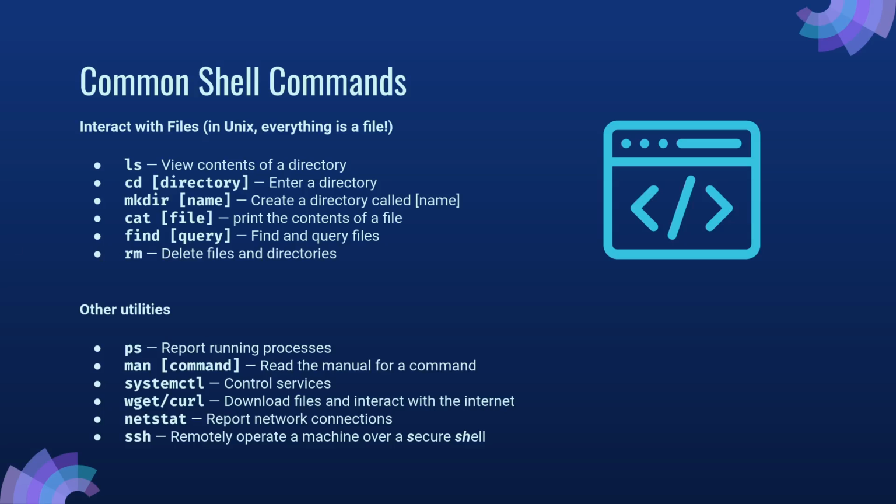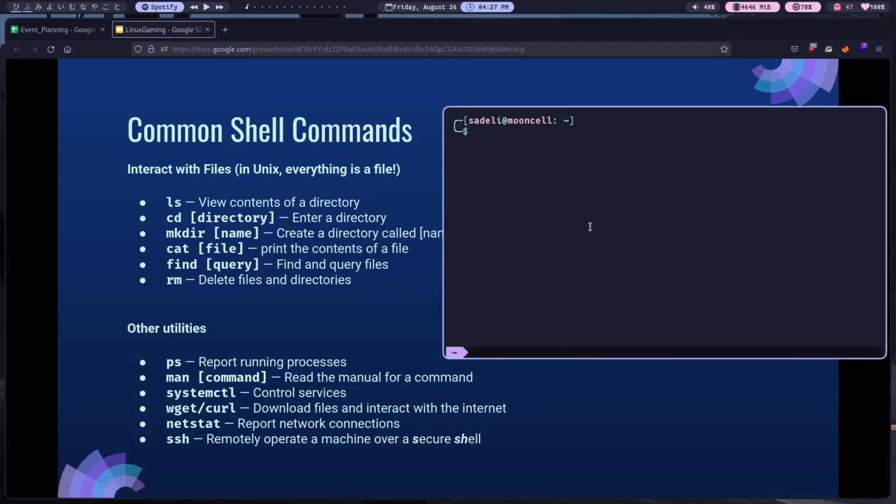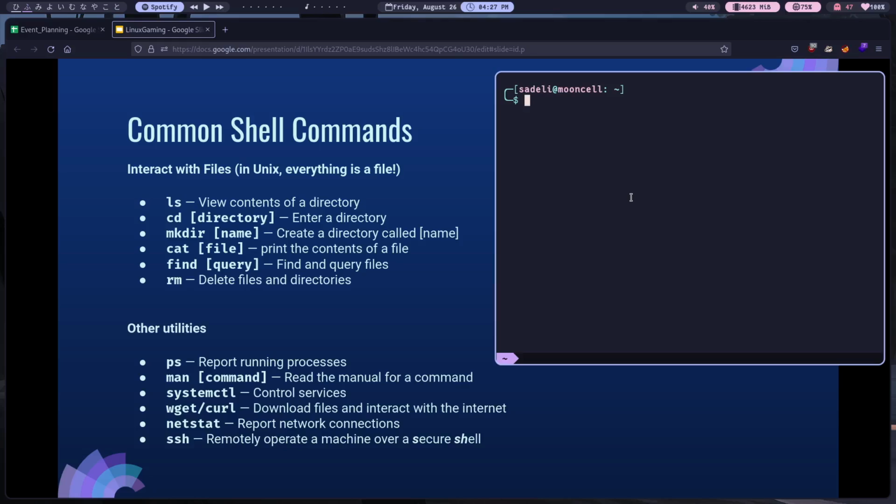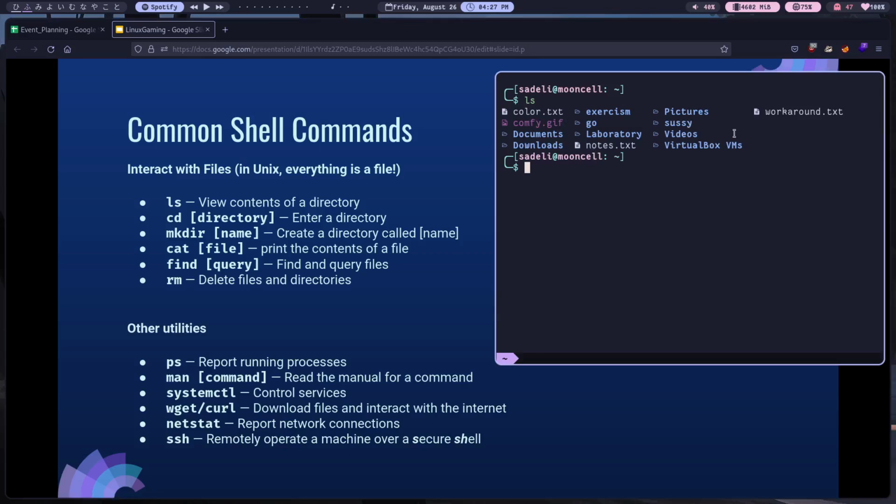These are some really common shell commands. I only listed a few of them because there's way more than I can think of off the top of my head. The ones listed here are stuff like ls, which is to view the contents of a directory. So let me show some examples. Here I have a command line interface. I can run some shell commands like ls, which views all of the files in my current directory.